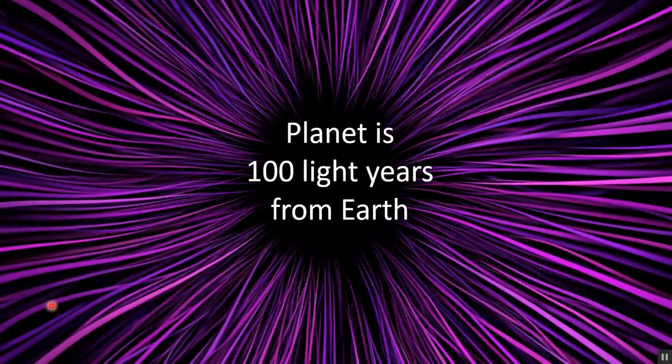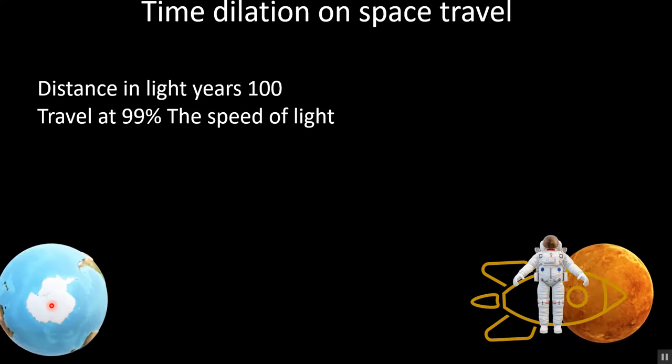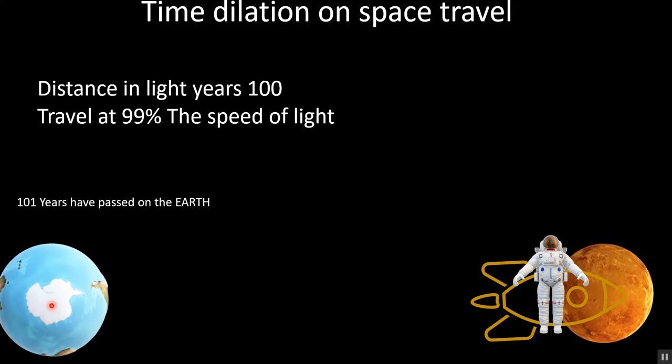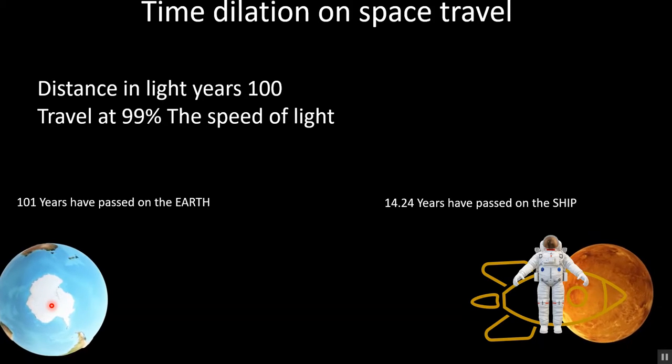Let's move this from 10 to 100 light years, and let's go for even faster speeds. So to go 100 light years at 99% the speed, 101 years have passed on Earth, so everybody that you knew is dead, but only 14 years have passed for the astronaut. So he can get there and back in 29 years, but everyone he knew has long passed.